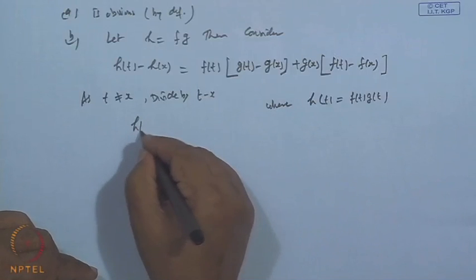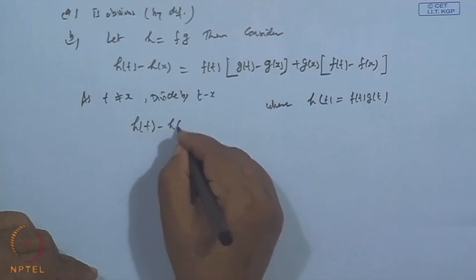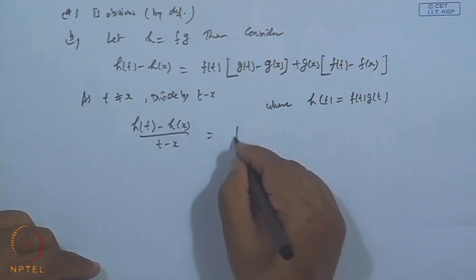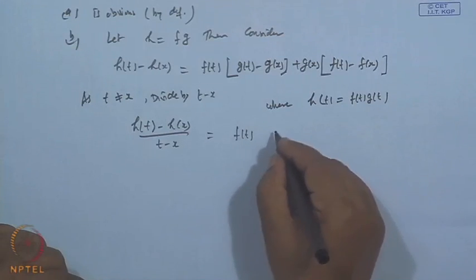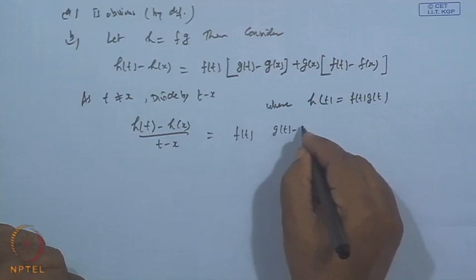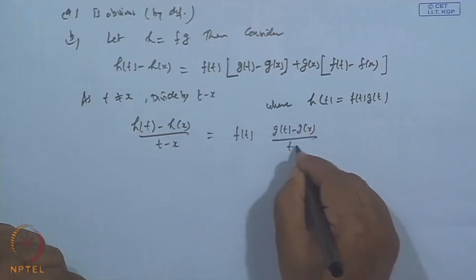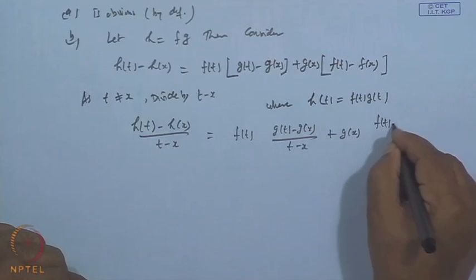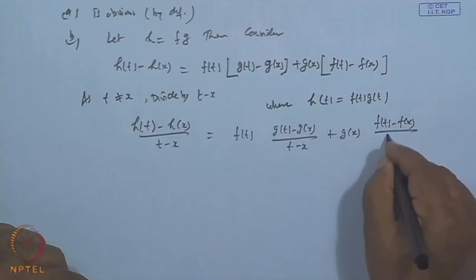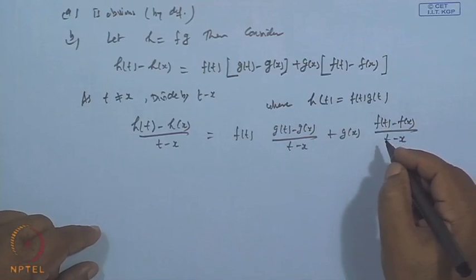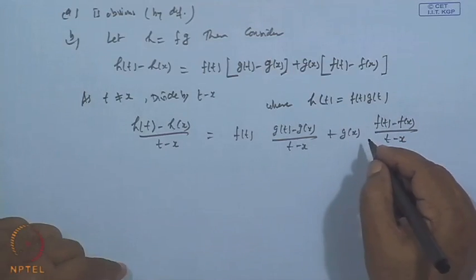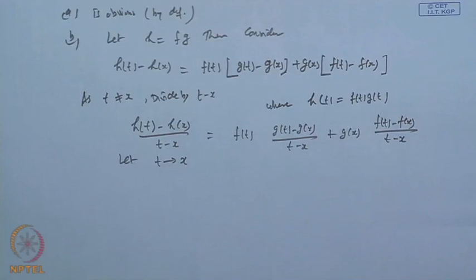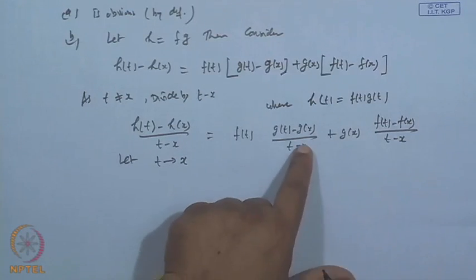So, when you divide by t minus x, what you are getting is f(t) times [g(t) minus g(x)] over t minus x, plus g(x) times [f(t) minus f(x)] divided by t minus x, and then let t tend to x. Now, what is the right hand side?